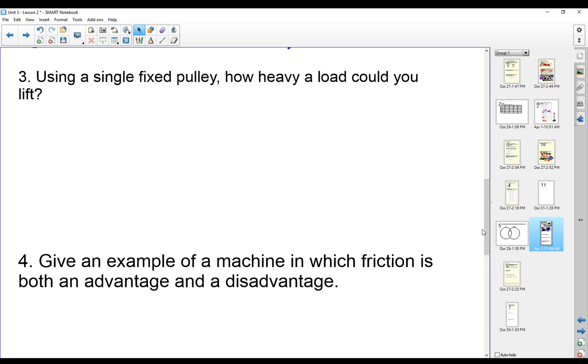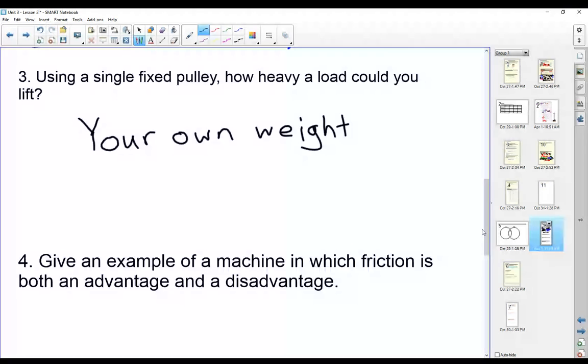Number 3, using a single fixed pulley, how heavy a load could you lift? Since a fixed pulley has a mechanical advantage of 1, it will only change the direction of the force applied to it. You would be able to lift a load equal to your own weight minus the negative effects of friction. So that's just a brief description on that. We'll just put: your own weight minus friction.